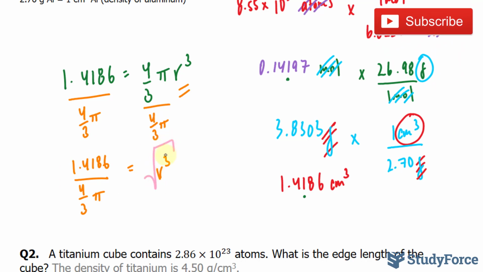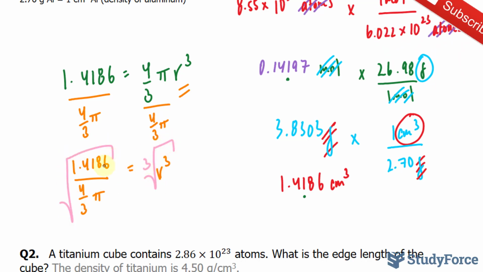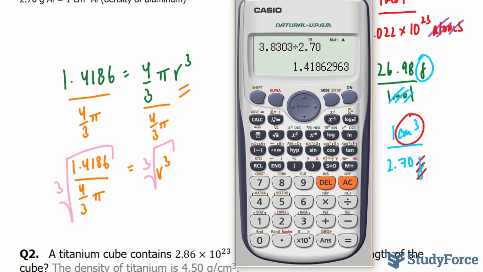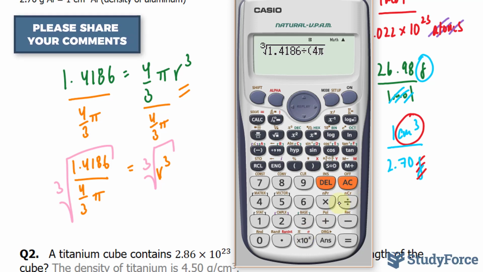And I'll cube root both sides, and my final answer should have 3 significant figures. So let's do this all at once in our calculator. You will click this button, and your index is a 3. We'll write down 1.4186 divided by 4 over 3 pi, or 4 times pi over 3, same thing.